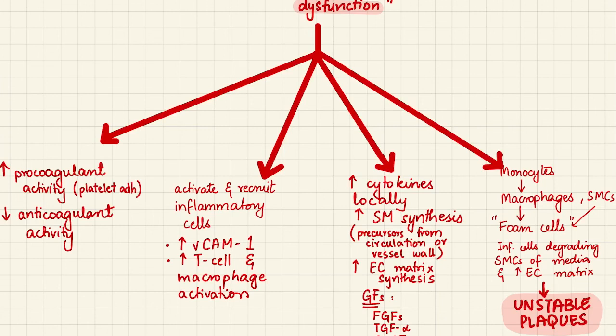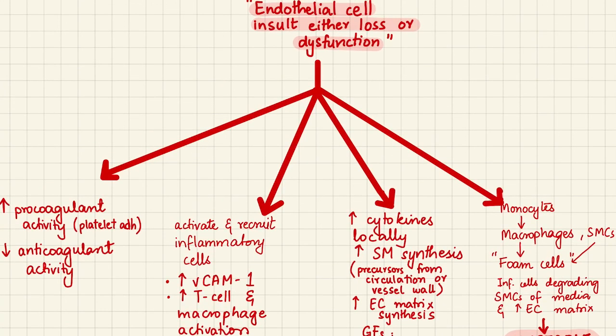But in this case, when the endothelial cell is subject to injury or loss, it will increase the procoagulant activity, and there will be platelet adhesion, and the anticoagulant activity of the endothelial cell will be decreased. So all of this will cause accumulation of platelets, RBCs, and other substances in the blood vessel wall, in the intima, and will contribute. Apart from platelet adhesion, there will also be activation and recruitment of inflammatory cells.